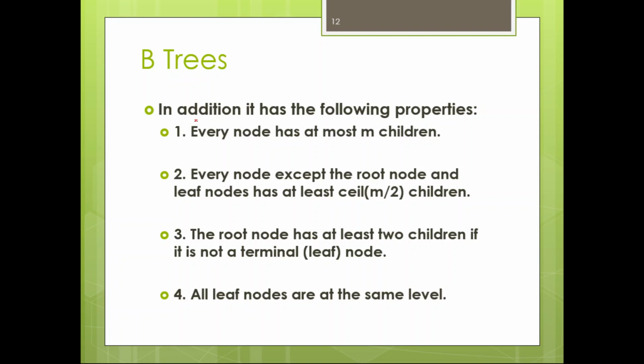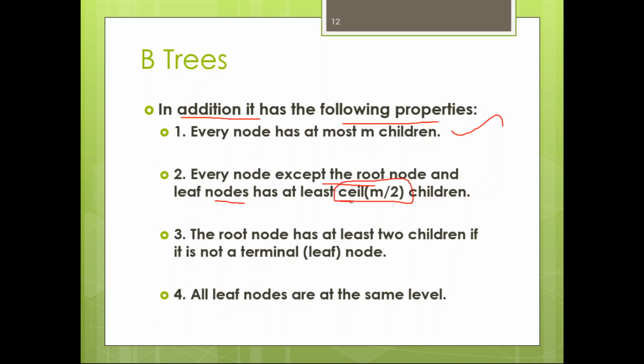In addition to the properties of an M-way search tree, a B tree has the following properties. What are they? Every node has at most m children. This is the same as our M-way search tree. Nothing different, right? See, the second property is important. Every node except the root node and leaf nodes has at least ceil of m by 2 children. This property is important.